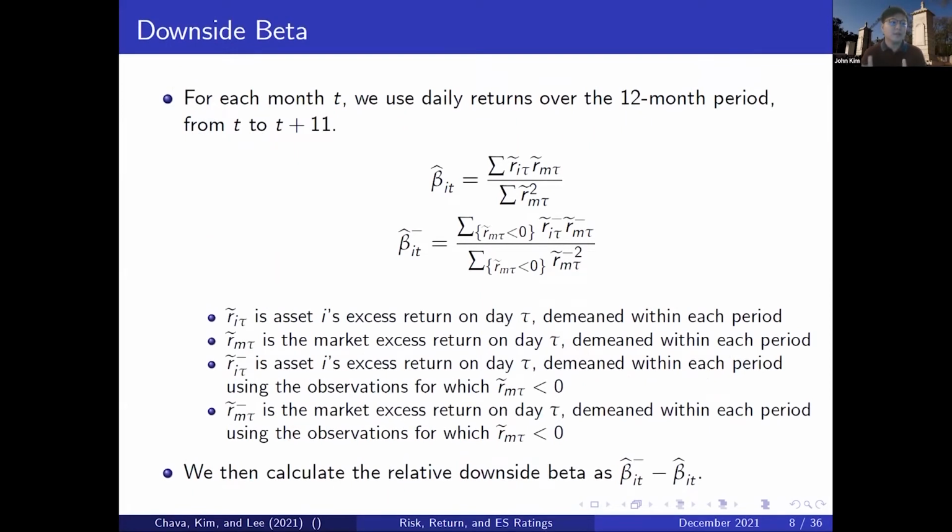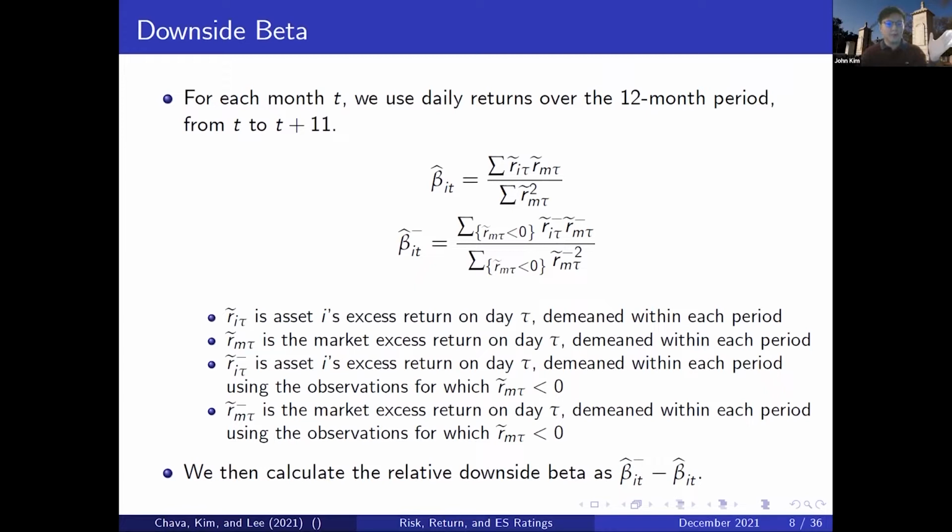To compute the downside beta, let me start with the usual systematic market risk. At each point of time t, we're going to use daily return data going forward for the next 12 months. So it's about 250 data points. And we're going to ask, how does the stock return co-move with the market? That's the usual unconditional market risk or market beta.